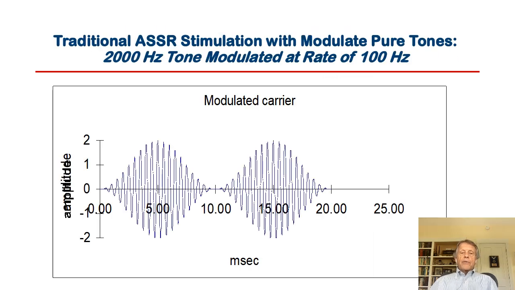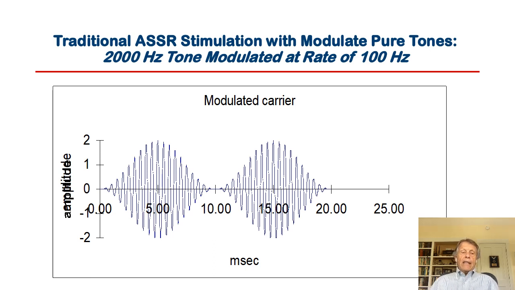As I mentioned, the traditional ASSR stimulus is a pure tone that's rapidly modulated in amplitude and usually slightly modulated in frequency. So here's a 2,000 hertz tone that's reaching the 2,000 hertz part of the cochlea, and if the child can hear, it's activating the brain at 2,000 hertz, but it's also being rapidly modulated in amplitude. You can see the amplitude goes up and down very quickly, 100 times per second, 100 hertz.